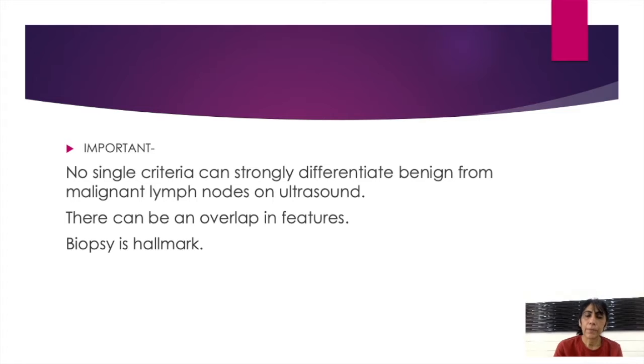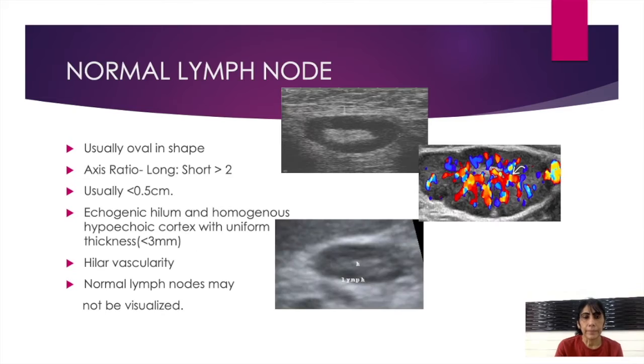So this is the first important thing, that no single criterion can strongly differentiate benign from malignant lymph nodes on ultrasound. There can be an overlap in the features, so don't rely only on one point that yes, I'm seeing this, so this is benign or this is malignant. There can be an overlap in features, and obviously the ultimate diagnosis will come with biopsy, but still ultrasound is reasonable enough to differentiate the benign from malignant lymph nodes.